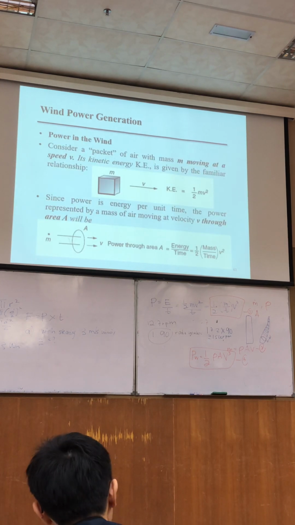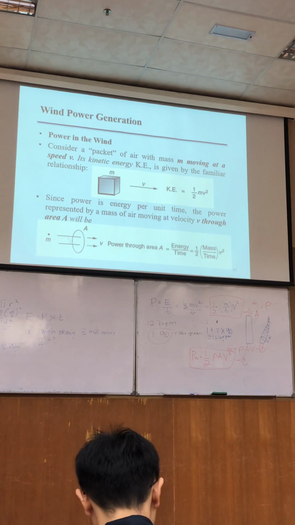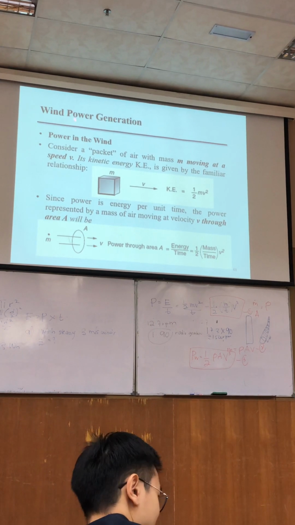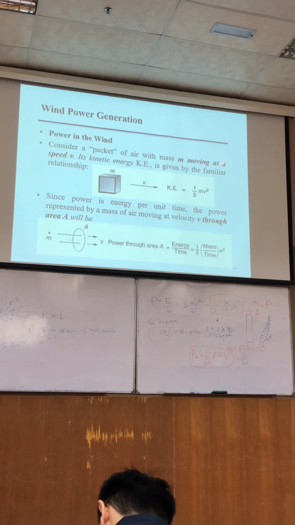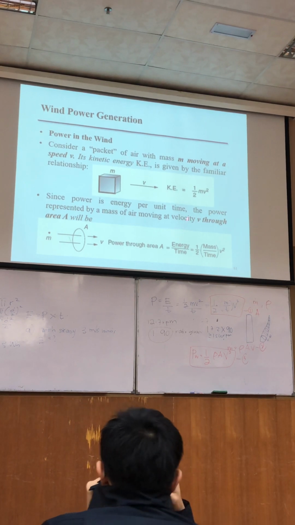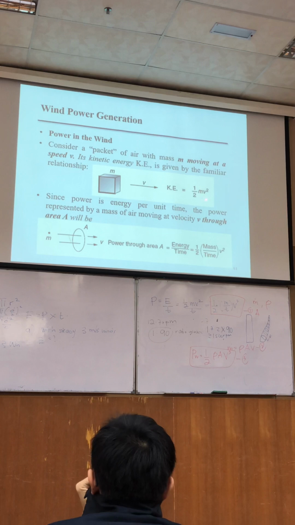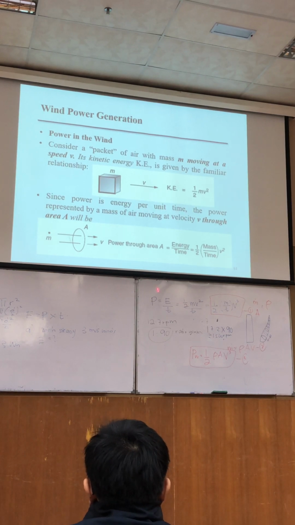So let's say we need to determine the power of the wind turbine. We need to consider a packet of air with mass m moving at a speed v. This is the kinetic energy. Kinetic energy, we know the basic formula: half multiplied by the mass and then multiplied by the velocity squared, half mv squared.